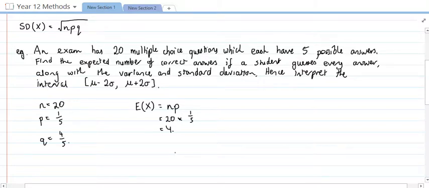Now I also need to find out what the variance and the standard deviation are. So the variance is equal to npq, which in this case is 20 multiplied by 1/5 multiplied by 4/5. And so multiplying that out, I'm going to get 80 over 25, which works out to be 3.2.